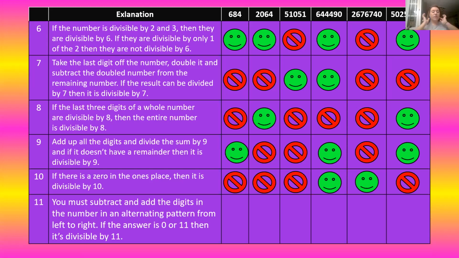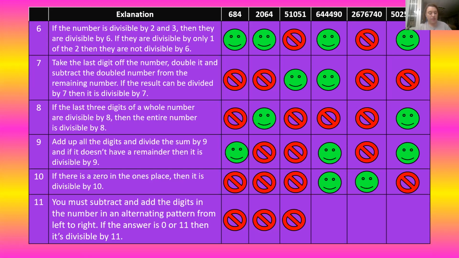So, how this works, what you do is you'll do 6 minus 8 plus 4 gives you 2, so it does not work. And then you do 2 minus 0 plus 6 minus 4, which gives you 4. It's not going to work. And then you do 5 minus 1 plus 0 minus 5 plus 1. It gives you a 0. And that does not work.